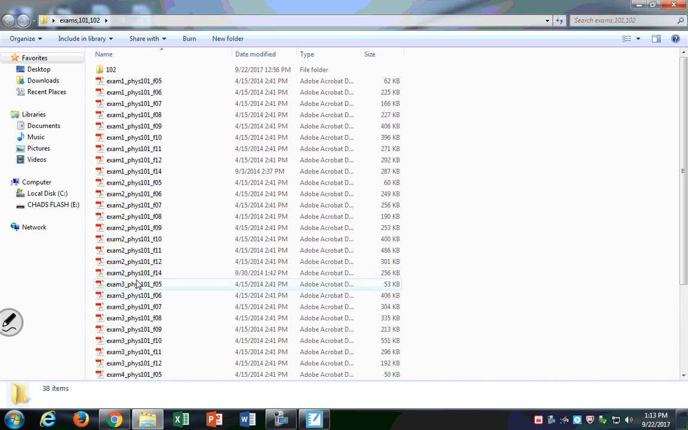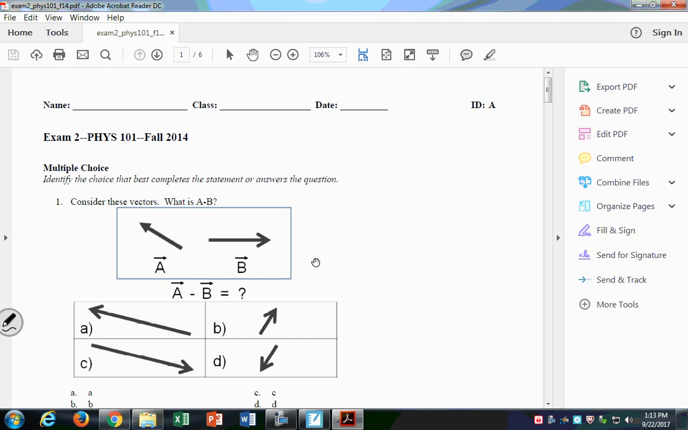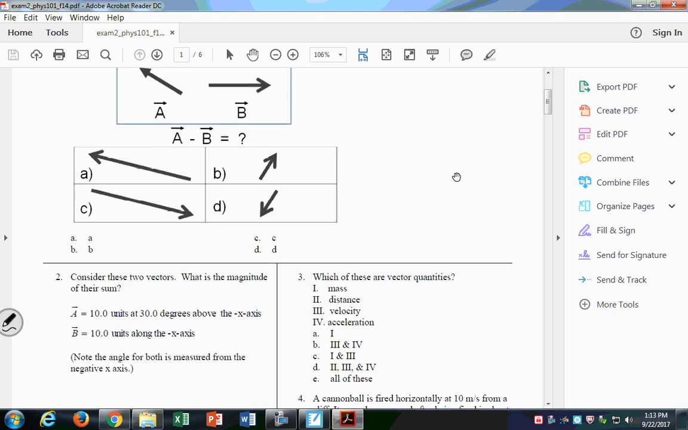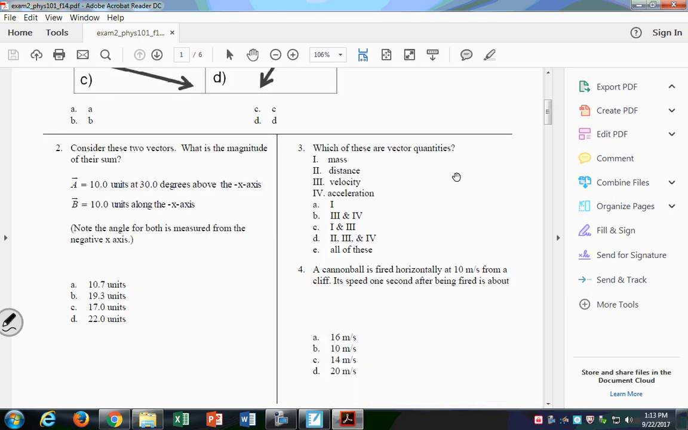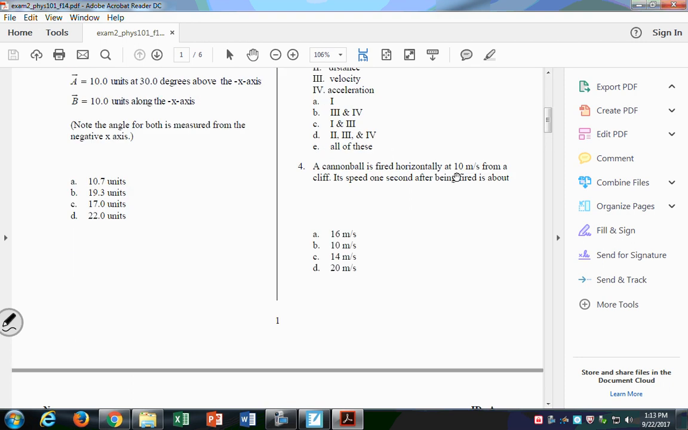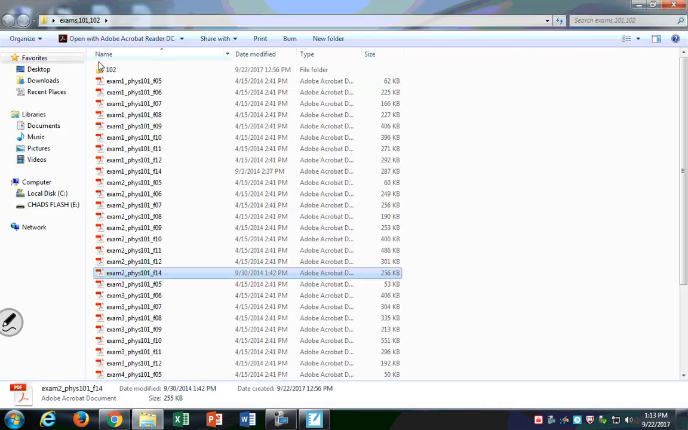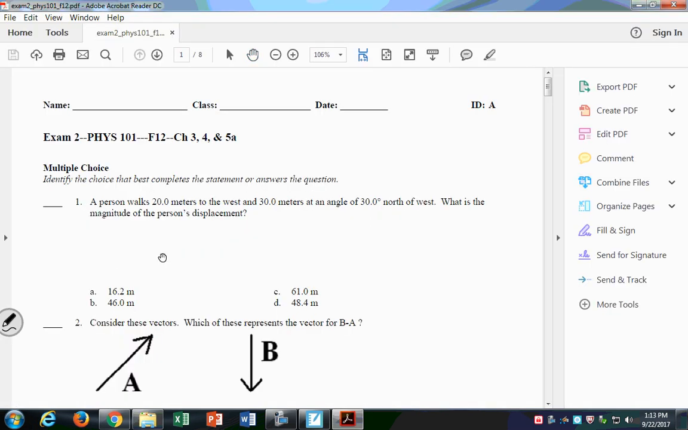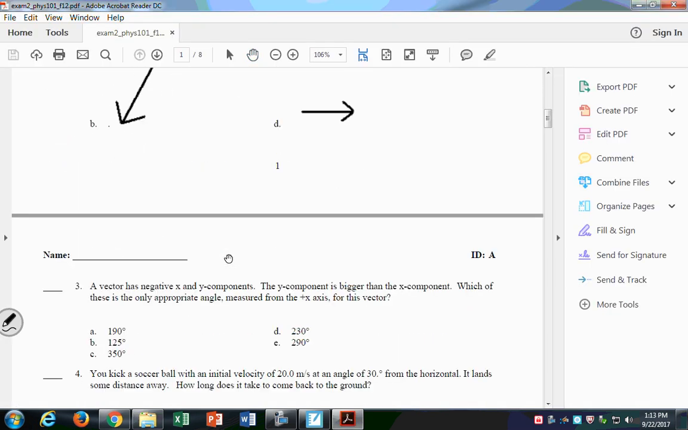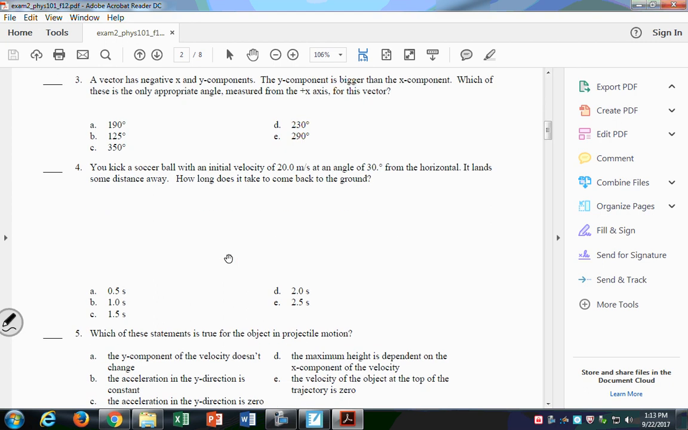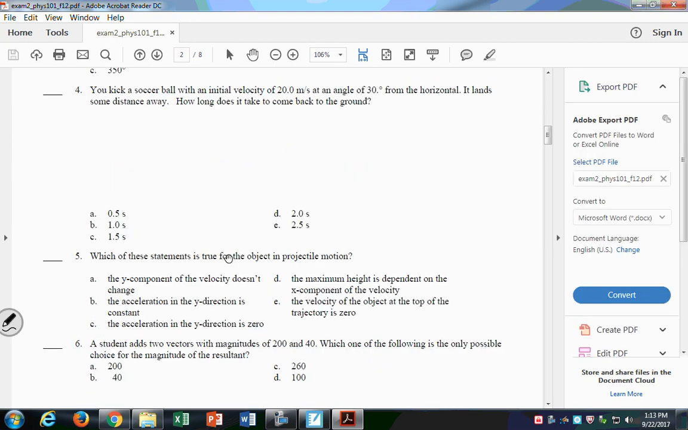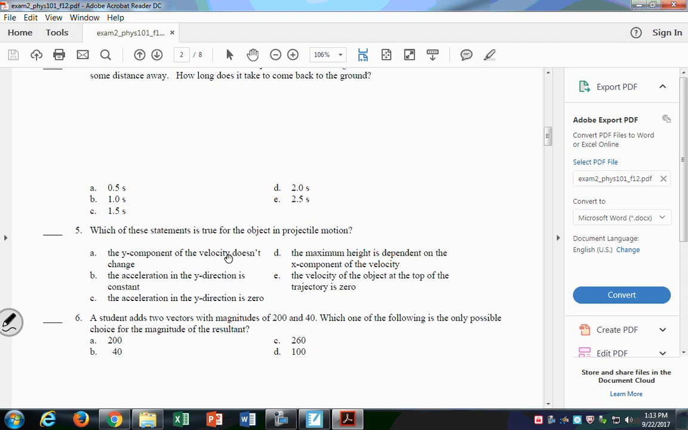So let's look at exam 2. So y'all have F15 in your workbook, right? We'll look at F14. You're not going to have any vectors. So let's go back one more year. We'll go back to 12? You got to be careful. If you go back too far, they get really difficult.